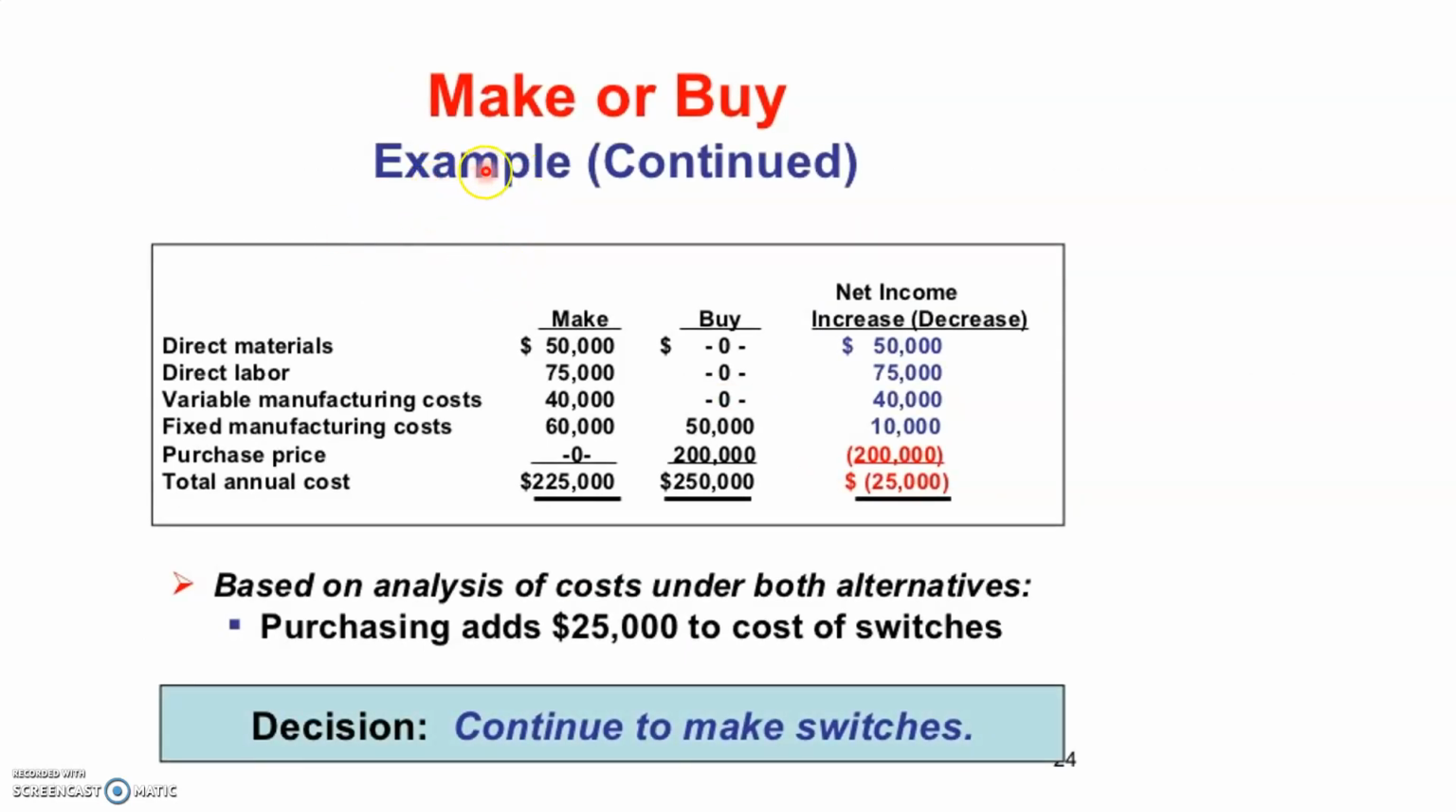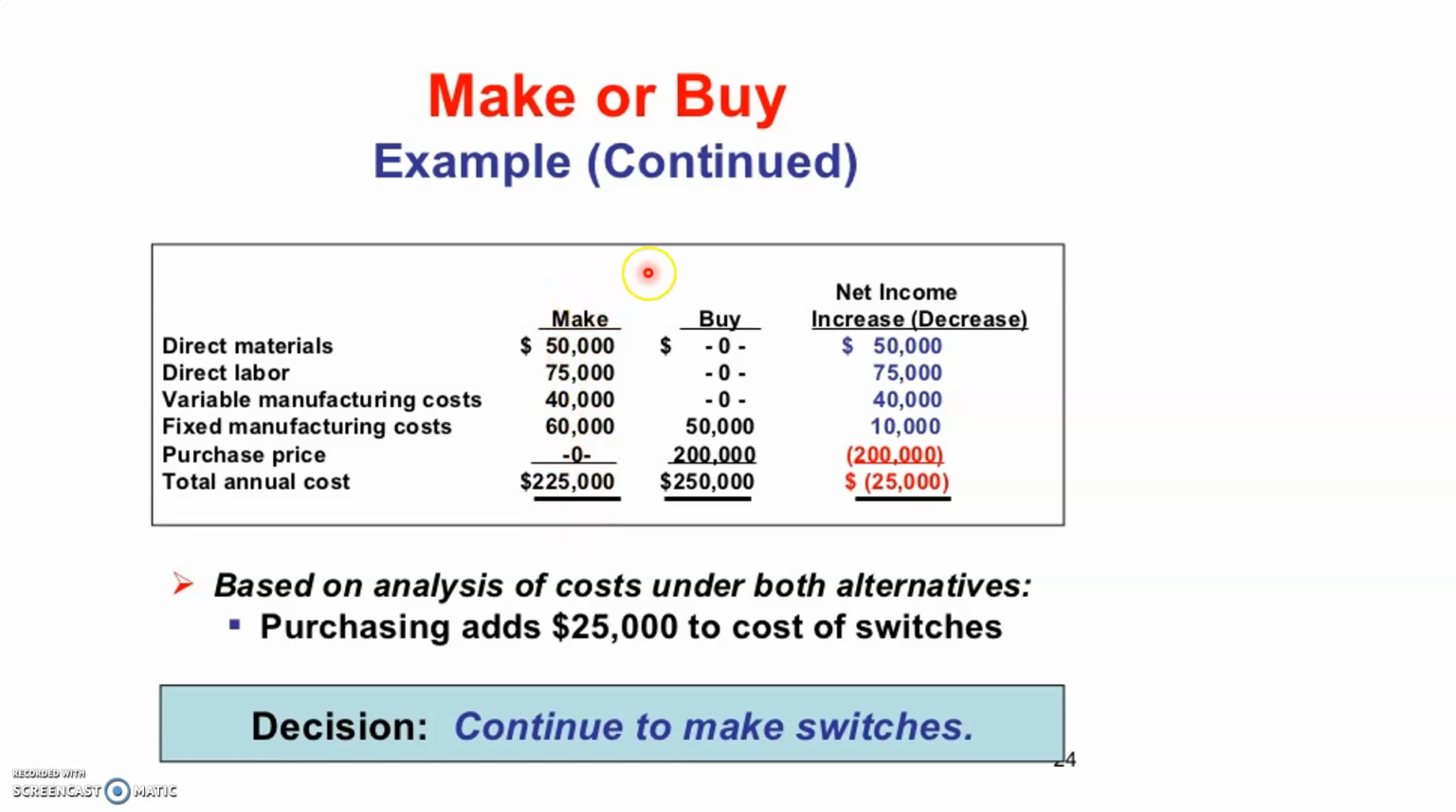So here it is one option, make or buy. There are two alternative courses of action: one is to make the product in the company itself, or to buy the product from the market. So two situations are given here. If we are making the product in the company, it costs direct material 50,000, direct labor 75,000, variable manufacturing cost, fixed manufacturing cost. There is no purchase. The total cost will be 2,25,000.